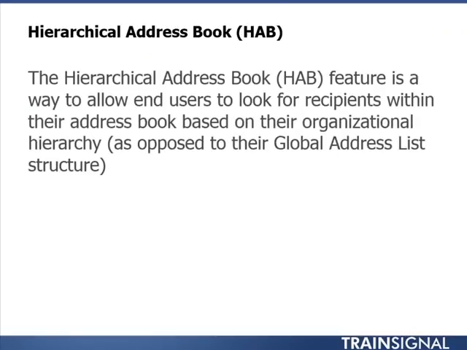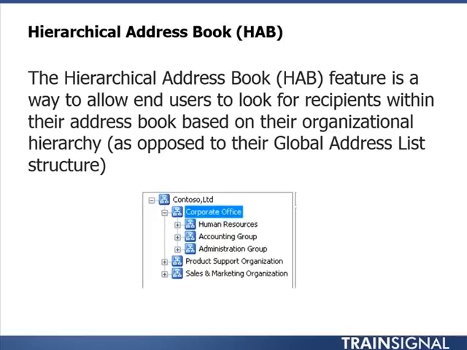It's called Hierarchical Address Book. And the HAB, Hierarchical Address Book feature, is a way to allow end users to look for recipients within their address book based on their organizational hierarchy, as opposed to the global address list structure. So it's just a different view for your company. Instead of it being based upon, let's say, location, where you might have a list for Chicago, a list for New York, a list for Florida, and you have to find people based upon their location, you can find them based upon the organizational chart or hierarchy.